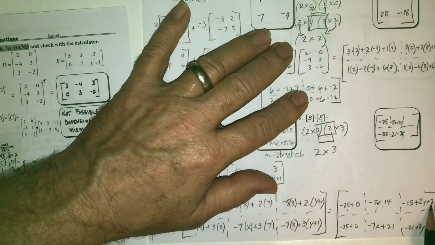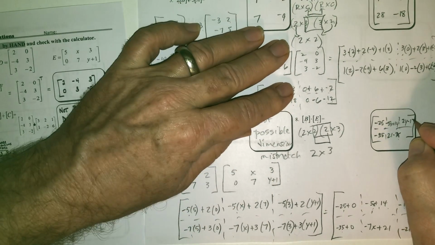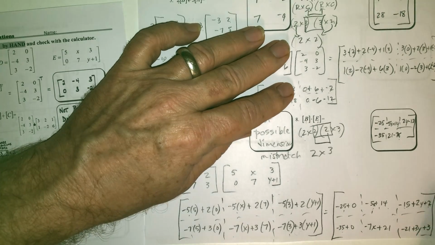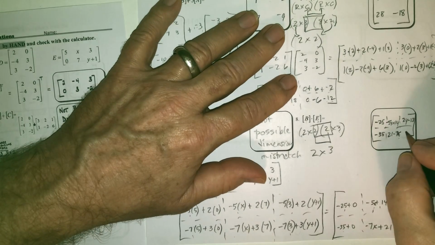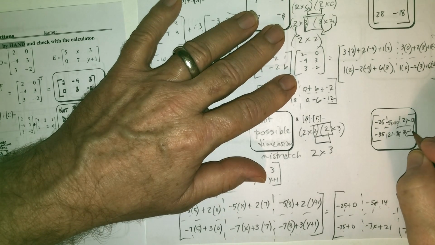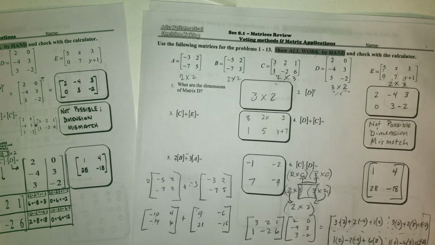Over here, we can combine these two constant terms and do 2y minus 13, or negative 13 plus 2y, same thing. And down here, we'll combine these two constant terms and get negative 18. So that would be 3y minus 18. Now, that's kind of small, but that's how you do that problem. We're going to turn the page.